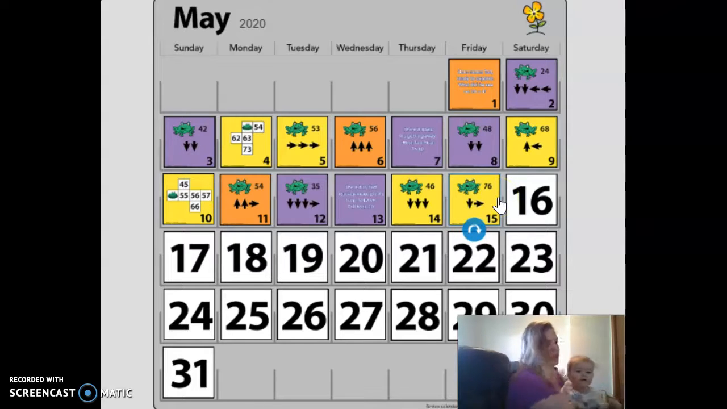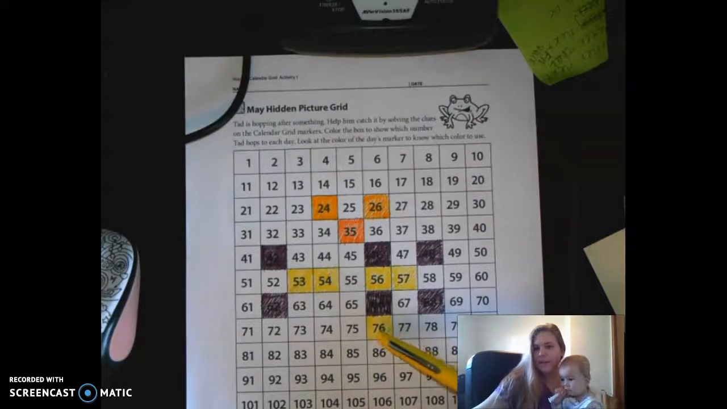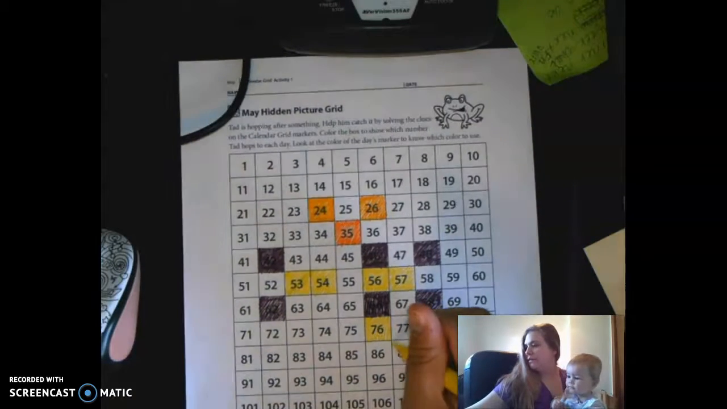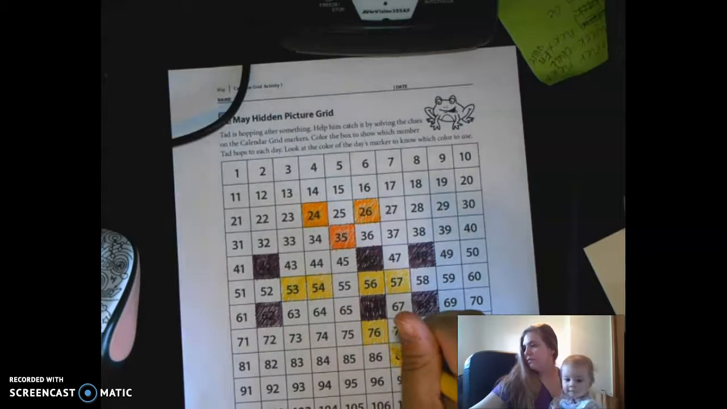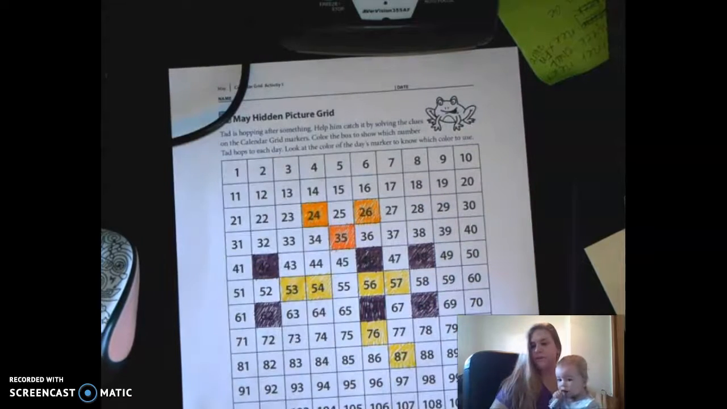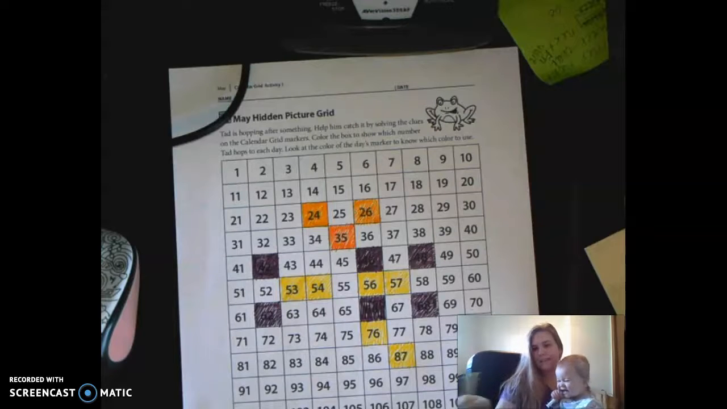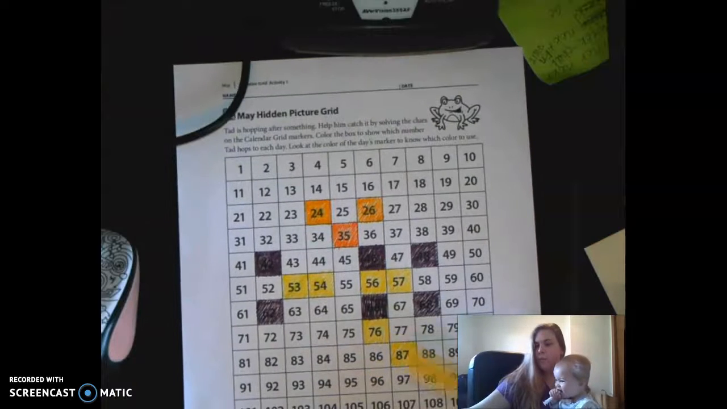That is Mama's. Thank you. Let's head over there. All right. Uh-oh, where'd my yellow go? Here it is. Okay. So we are starting on 76, going down and to the right, which brings us to 87. There we go. Now let's take a look at it. When we went down from 76 to 86, we added 10, and then we added 1.